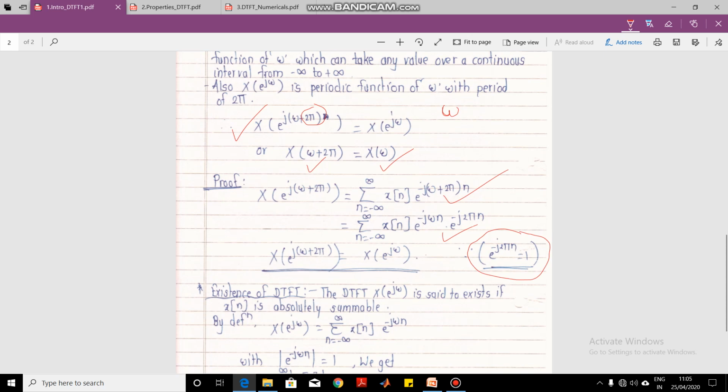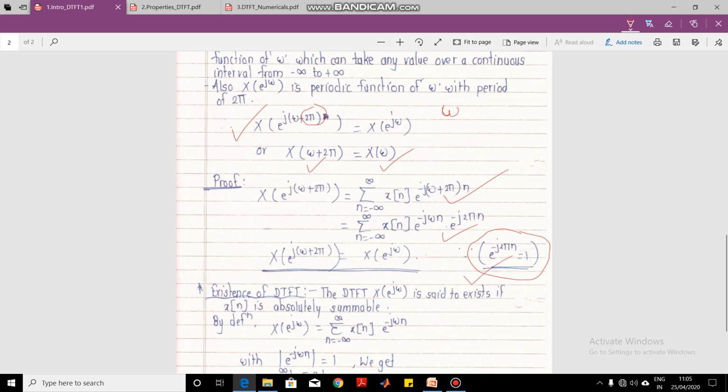Because e^(-jθ) is cos θ minus j sin θ. If you take cos 2πn and sin 2πn and put the values in that equation, you will get 1. That's why you can compute this result.